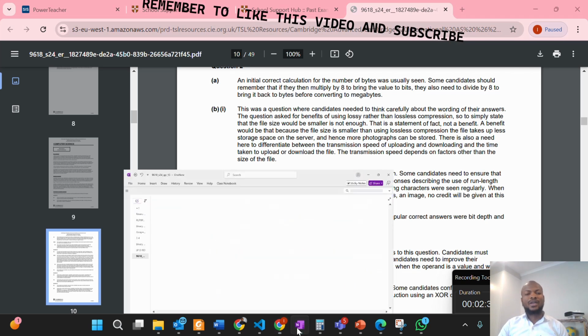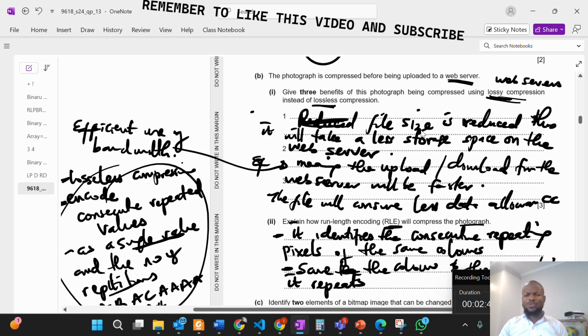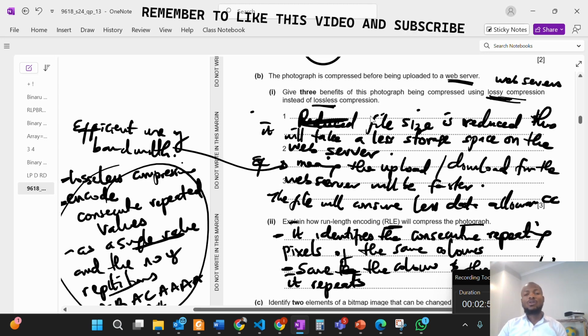So if you want to write "reduced file size" here, of course you know what you are writing, you understand what you want to write, and you understand the question. But unfortunately, your answer does not make sense to the examiner. Your answer does not answer this question for the examiner. So you must be careful.